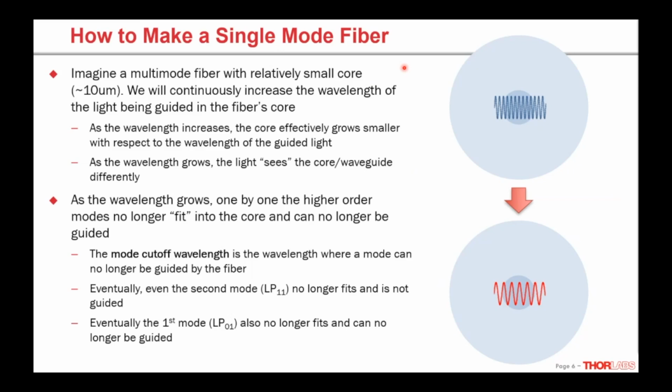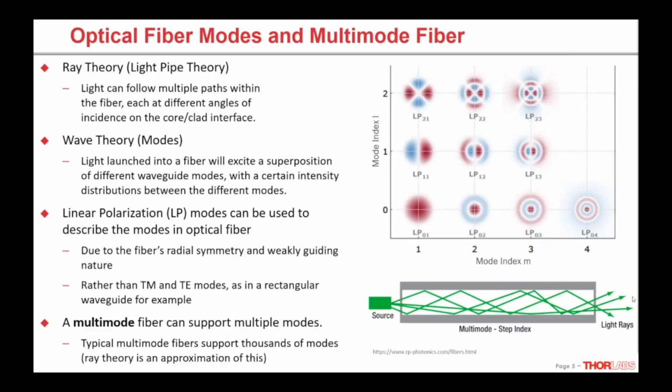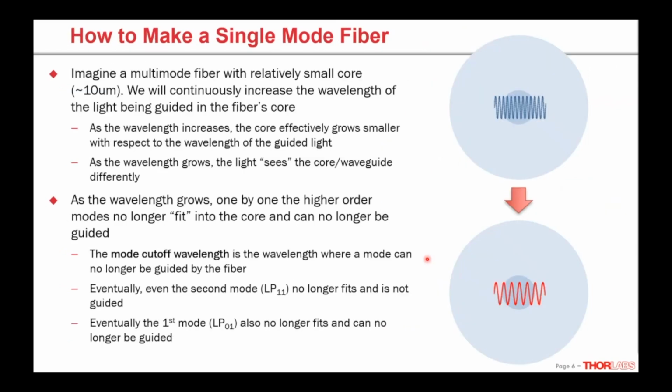Now, those modes that I showed you, flip back real quick, we can think of from the bottom to the top or from the left to the right as low order modes to high order modes. Those higher order modes, as we increase the wavelength or effectively shrink the core, one by one can no longer be guided by the core. They no longer fit. If we exceed a certain wavelength for each of those modes, that mode is too large to be guided within the fiber. The fiber no longer functions as a waveguide for it and the mode leaks out of the fiber. So one by one, as we increase the wavelength, these modes no longer fit.